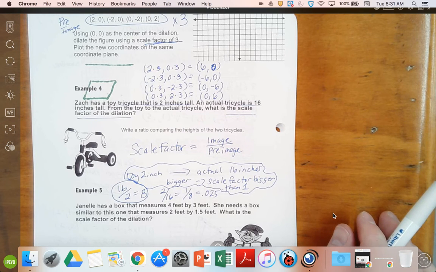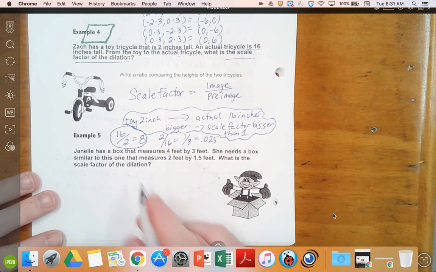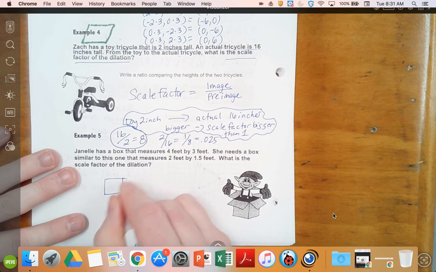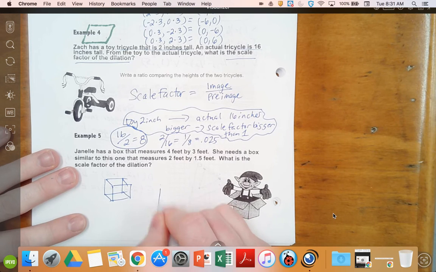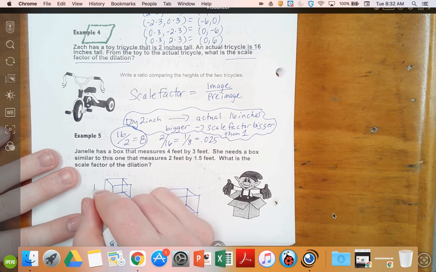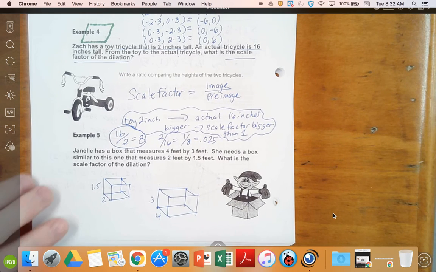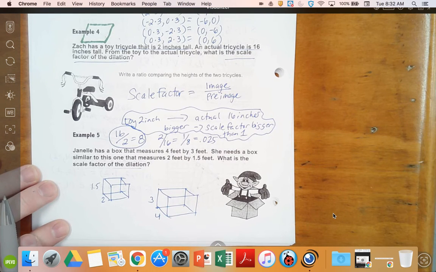Okay. Same instance that what we do here. I'm going to draw a box. So I got 2 boxes. I got one here, and then I got another one here. Okay, so one box here is 4 by 3, and the other one's 2 by 1.5. I want to know what is the scale factor dilation. Okay, I have this box, but I need this box.